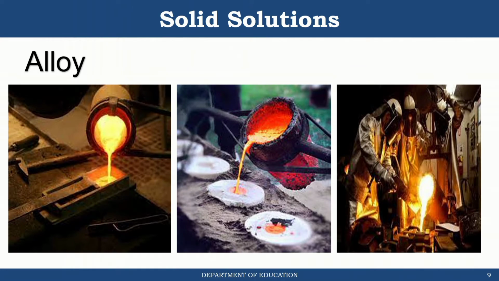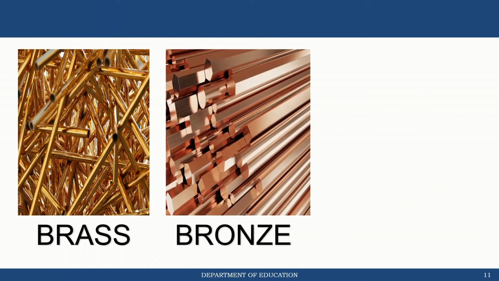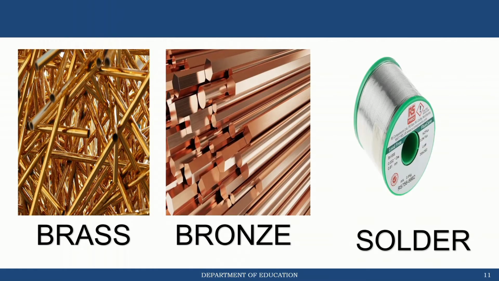Small, solid particles are placed in molten metal. An example of this is carbon in molten iron. As the iron cools, the solid carbon particles remain dissolved in the solidified metal. The end product of this process is called steel. The same process is employed in making various alloys such as brass, bronze, and solder.